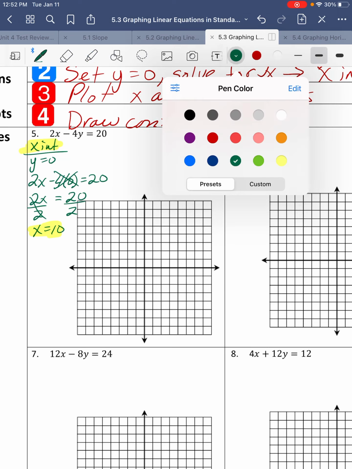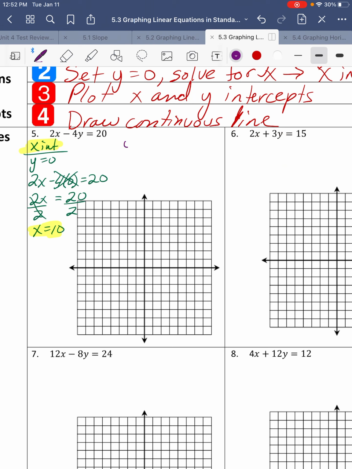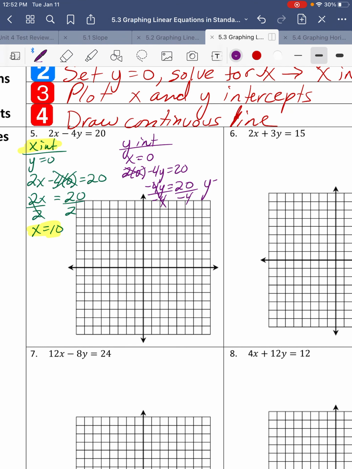Now we need to find the y-intercept. So that's setting x equal to 0. So 2 times 0 minus 4y equals 20. We have 2 times 0 is 0. You have a negative 4y equals 20. Divide by negative 4. And you get y is going to equal negative 5. So now that is our y-intercept. You have 2 points where your graph will cross, and that is all you need.